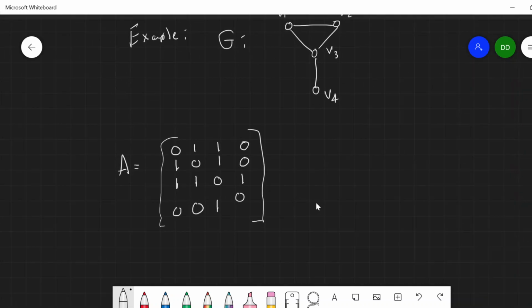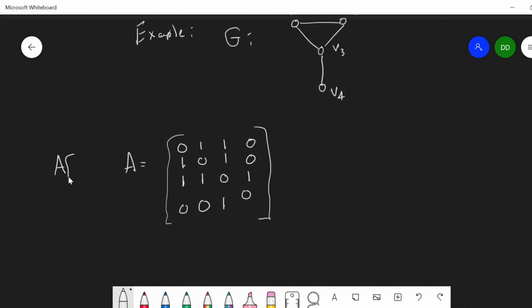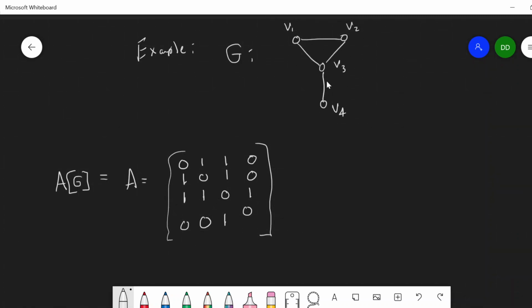By the way, if it's not clear from the context, maybe if there's more than one graph going on, we also sometimes use the notation A of G, like that. And now if I square this matrix, and I urge you, if you have a calculator on you, or you can do matrix multiplication in your head, or bring up Wolfram, you can put this matrix in and raise it to various powers, and it'll tell you how many walks of each length there are between any two vertices.